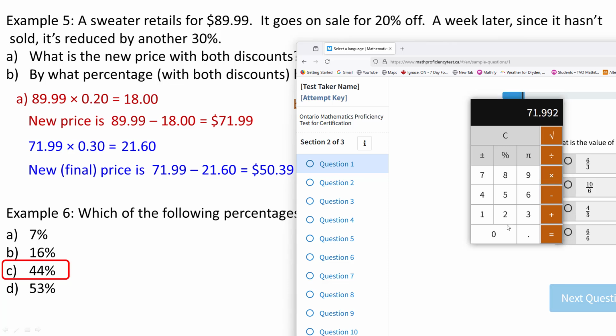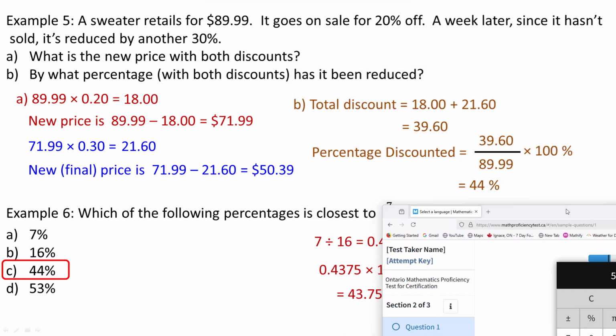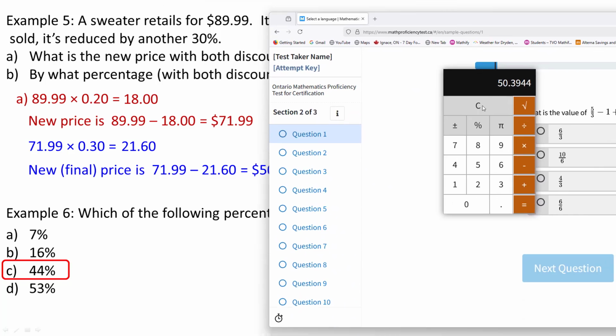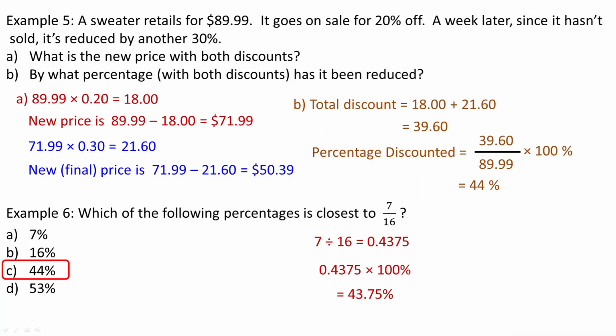In fact, what you can do is just go 89.99 times 0.8 times 0.7. There's a quicker way to get 50.39. And even the discounted 44%: if you take 0.8 times 0.7, that means the final price is 56% of the original. So 100 minus 56 is that discounted 44. So that's another way to do example 5.